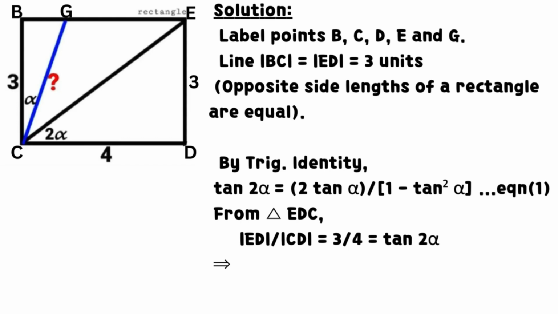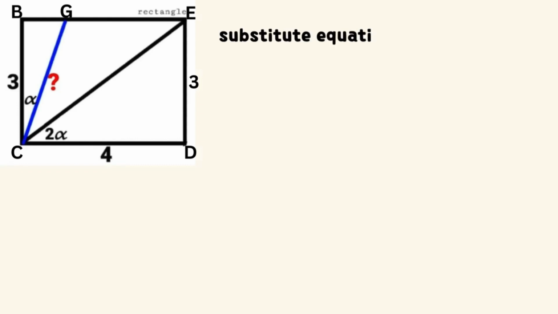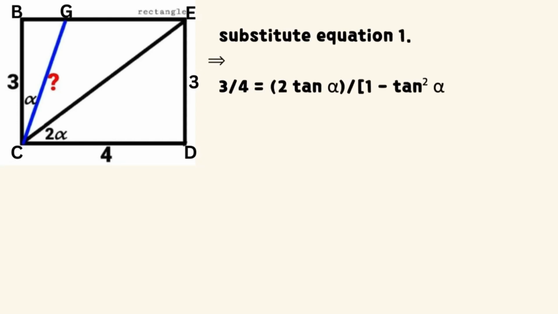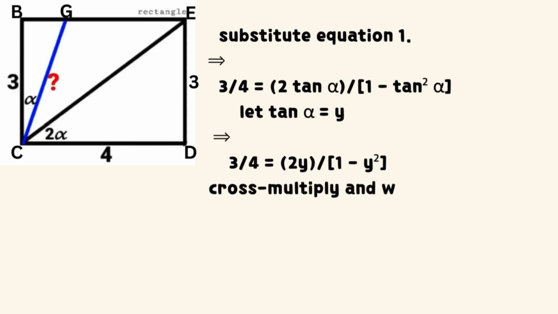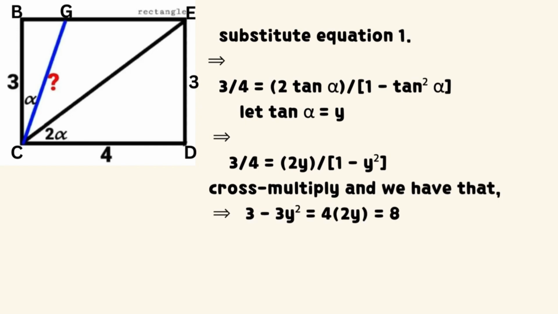From triangle EDC, line ED divided by line CD equals 3 divided by 4 which equals tan 2 alpha. It follows that, substitute equation 1. It implies that 3 divided by 4 equals 2 times tan alpha, all divided by 1 minus the square of tan alpha. Let tan alpha equals y. Hence, 3 divided by 4 equals 2 times y, all divided by 1 minus the square of y. Cross multiply and we have that 3 minus 3 times the square of y equals 8 times y.